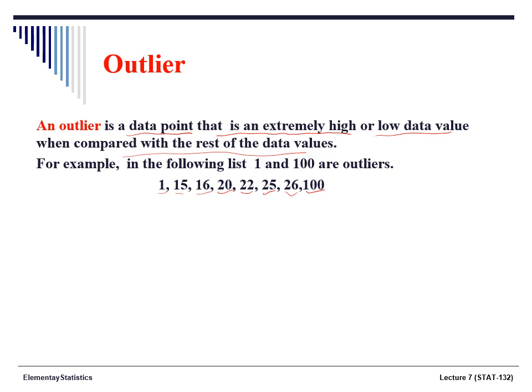Look here. 1 is the smallest value, and there's a big jump after 1. Then these values are relatively close to each other. But there's a big jump from 26 to 100. So the very small values, or the values very far from the other values, are called outliers. So how can we determine the outliers?